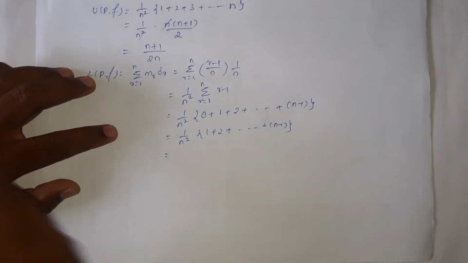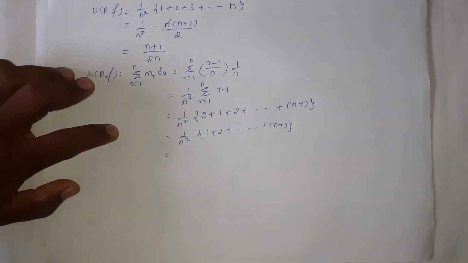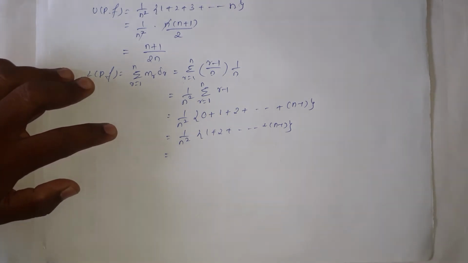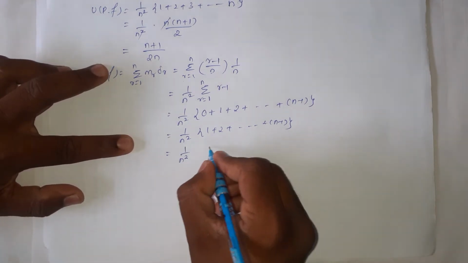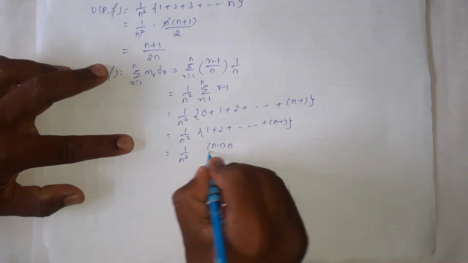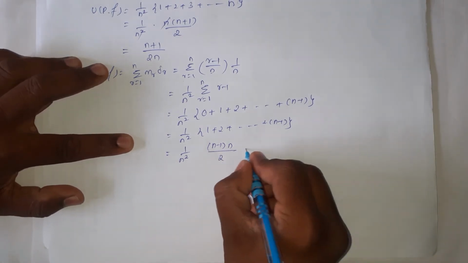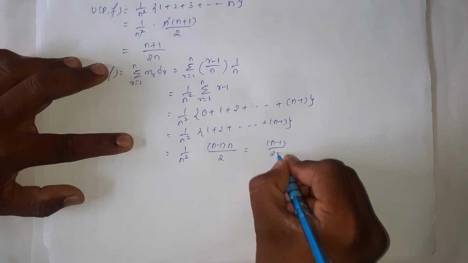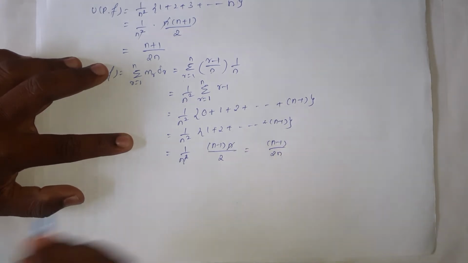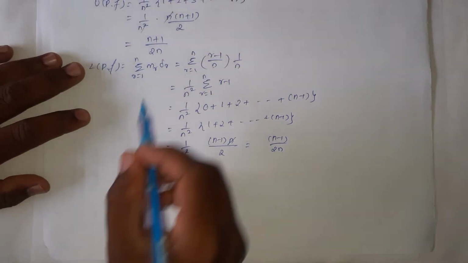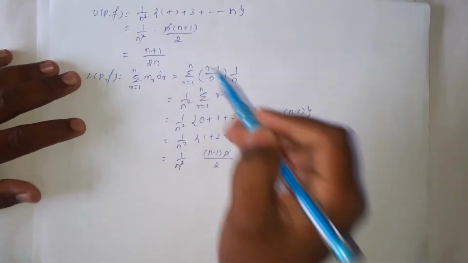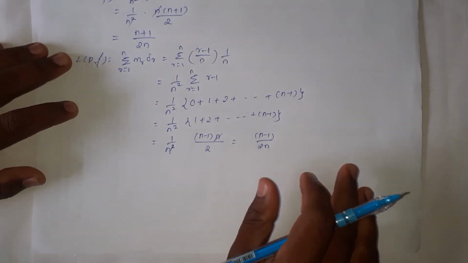So therefore, in the formula n into n plus 1 by 2, we need to substitute n equal to n minus 1. So therefore, we get 1 divided by n square into n minus 1 into n divided by 2, which is equal to n minus 1 divided by 2n, because n and n will get cancelled, remaining n minus 1 by 2n is the LPF and n plus 1 by 2n is the UPF. So therefore, we got UPF as n plus 1 by 2n and LPF as n minus 1 by 2n.